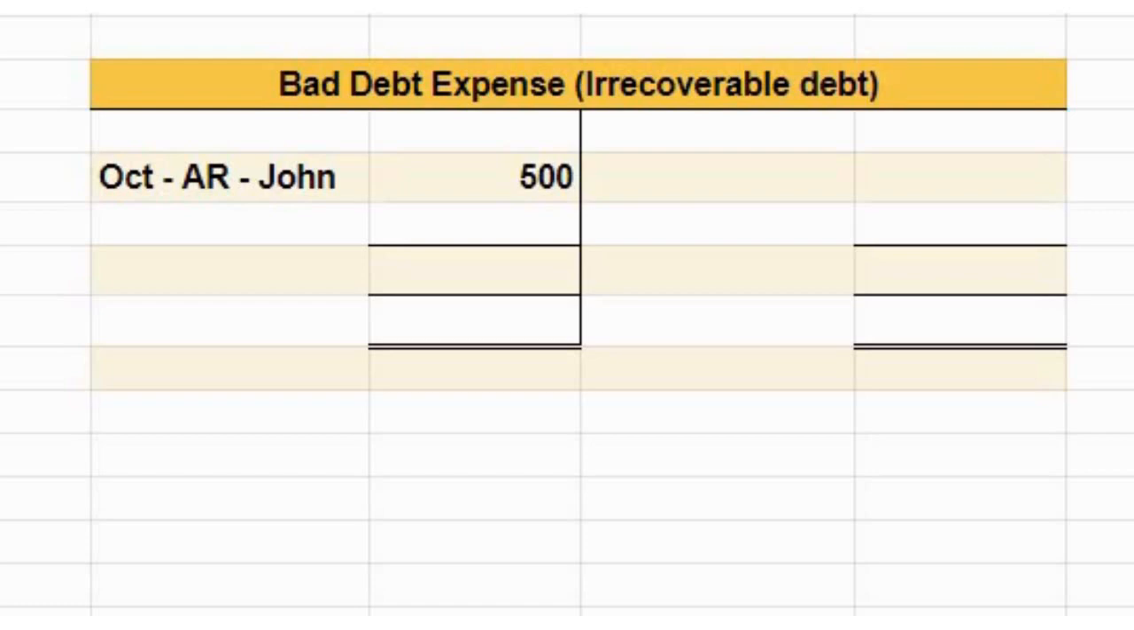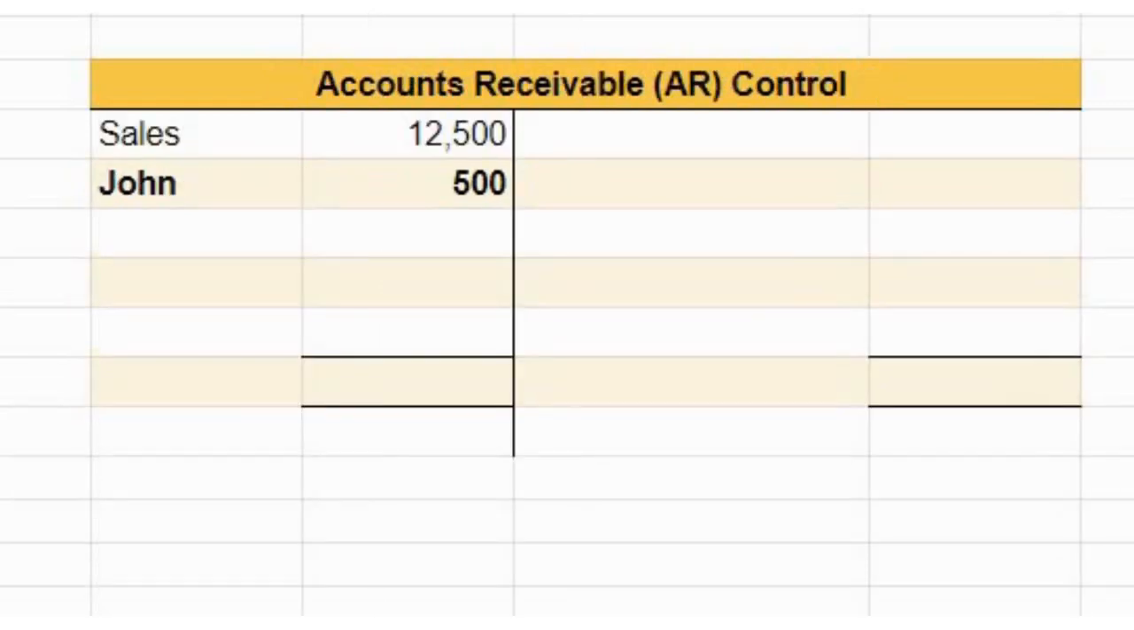The credit entry is to remove the debt from the accounts receivable control account, as well as John's individual personal customer account. And so this is the accounts receivable control account, and here we can see that there were some sales beforehand, and here we can see that John is a receivable of £500. Well, we're about to remove that, and we remove that by putting in a credit entry. And there is the credit entry.